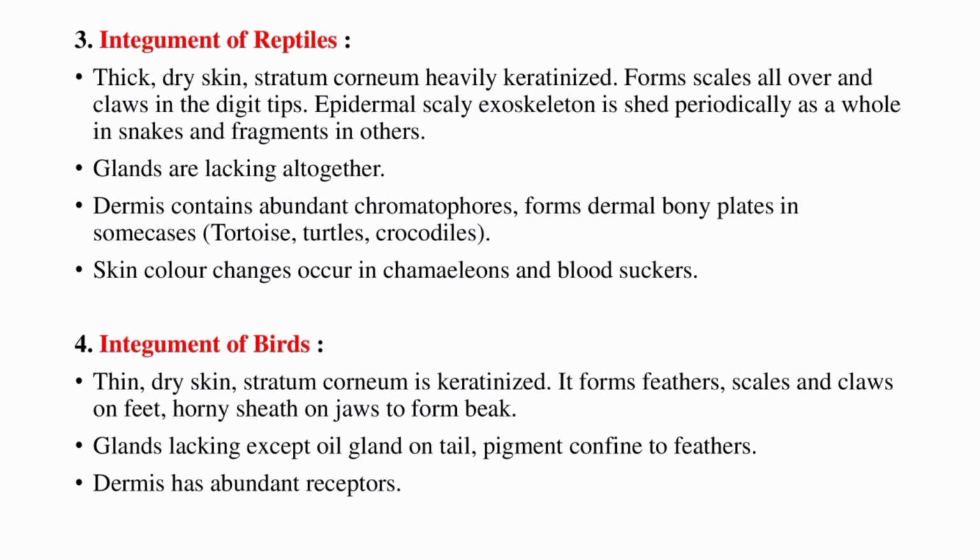Integument of reptiles. Thick, dry skin, stratum corneum heavily keratinized, forms scales all over and claws in the digit tips. Epidermal scaly exoskeleton is shed periodically as a whole in snakes and in fragments in others. Glands are lacking altogether. Dermis contains abundant chromatophores, forms dermal bony plates in some cases. Example, tortoise, turtles, crocodiles. Skin color changes occur in chameleons and bloodsuckers.